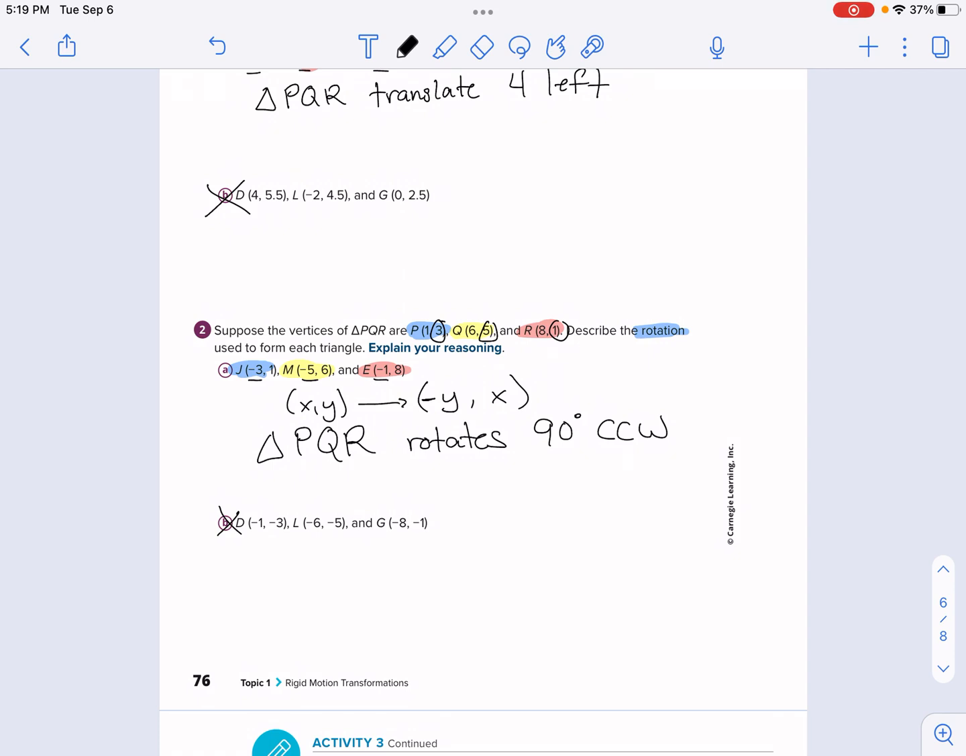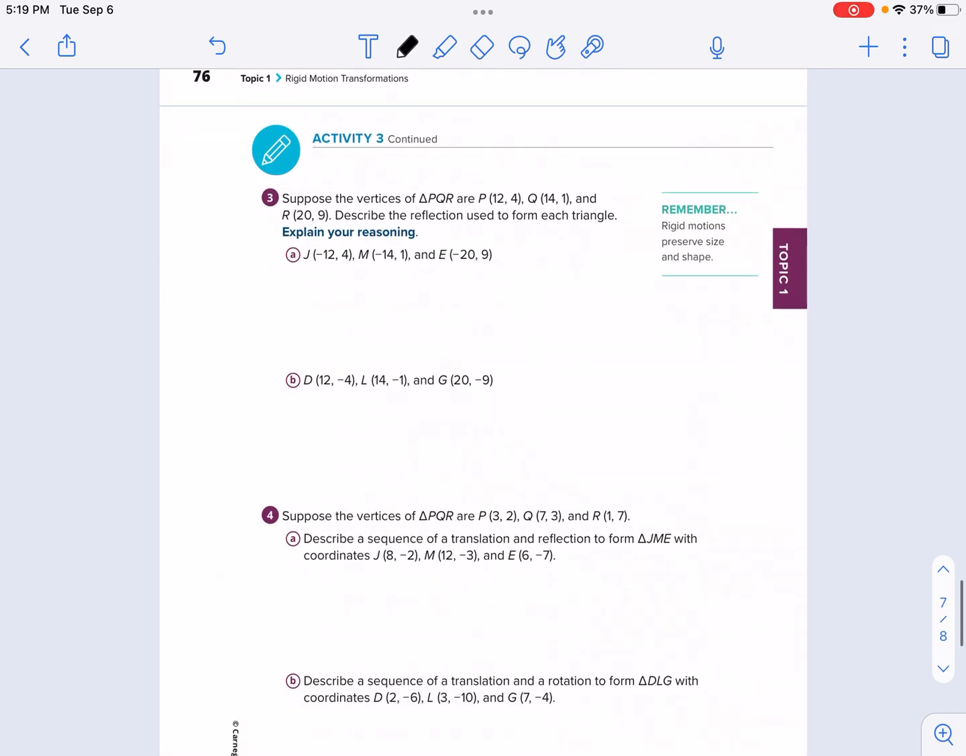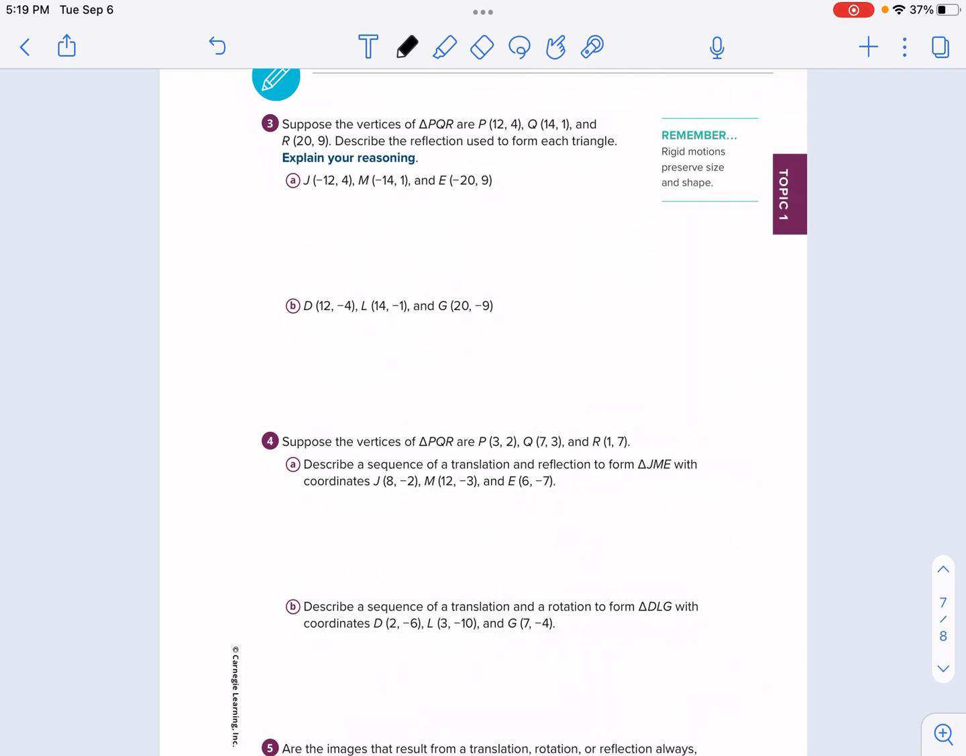And let's get to the last part on activity 3 on page 77. And then we'll get to Talk the Talk, which is number 3A. We take this triangle and we're going to perform a reflection here. So let's see what we notice. Point P to point J: we have 12, 4 to -12, +4. Let's go with yellow. Q to M. Q is 14, 1, whereas M is -14, 1. And then last, I'll go in purple. R is 20, 9. E is -20, +9.